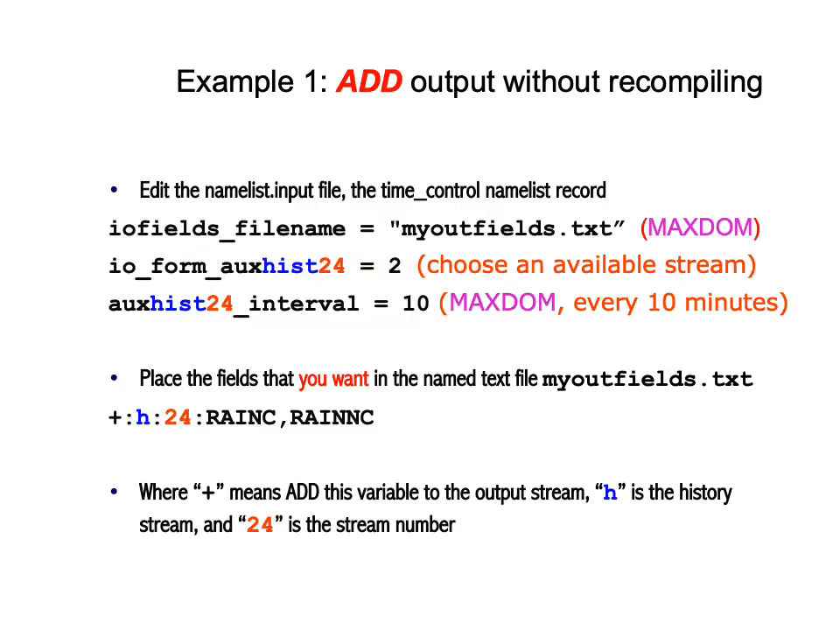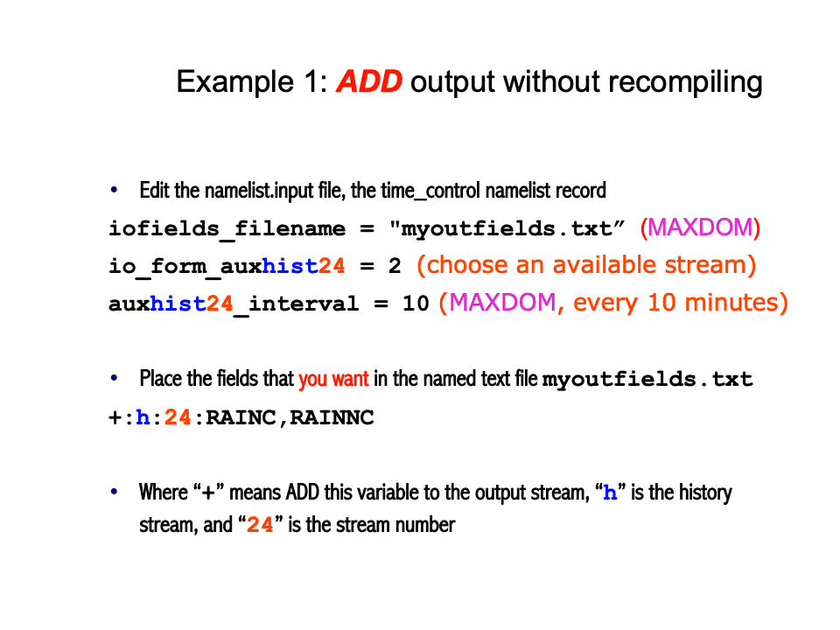We know that we could add output to the WRF source code by recompiling, by changing the registry. We would simply go into the registry, find the variable that we're interested in, and add the letter h in the IO stream, and that variable would be included in the output from the WRF model. However, how can we do this without recompiling all of the code? There's a runtime way to do this.